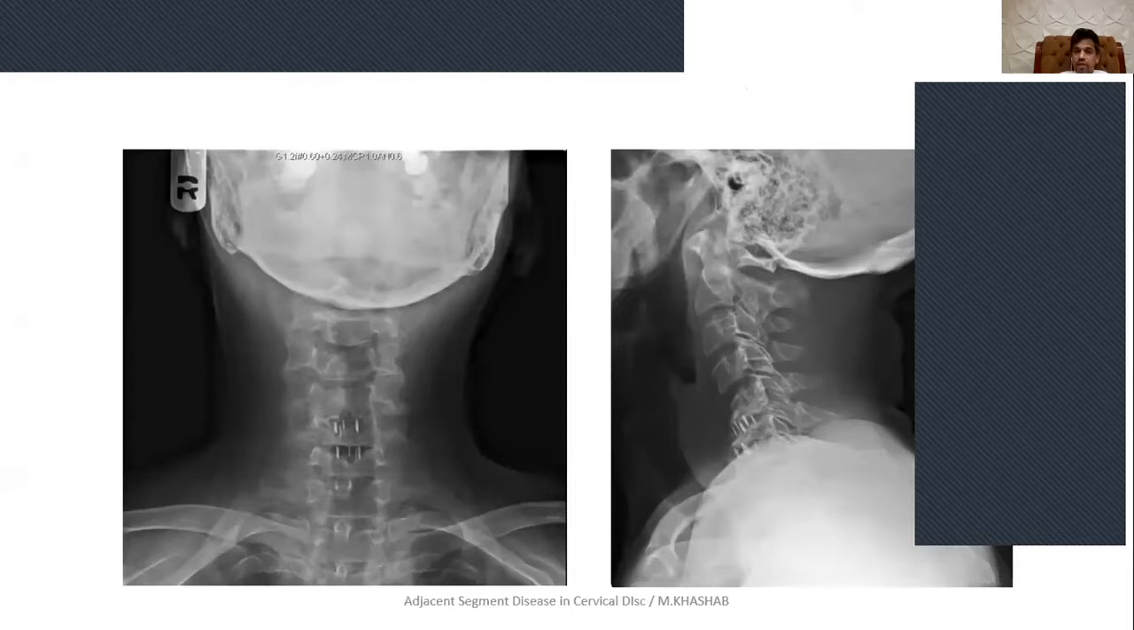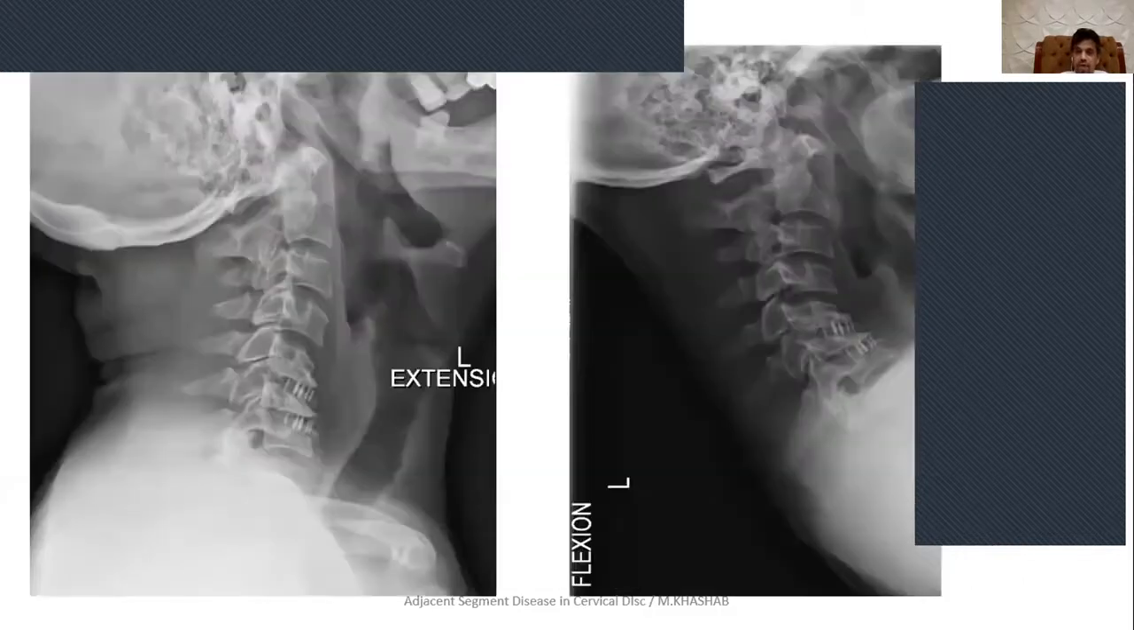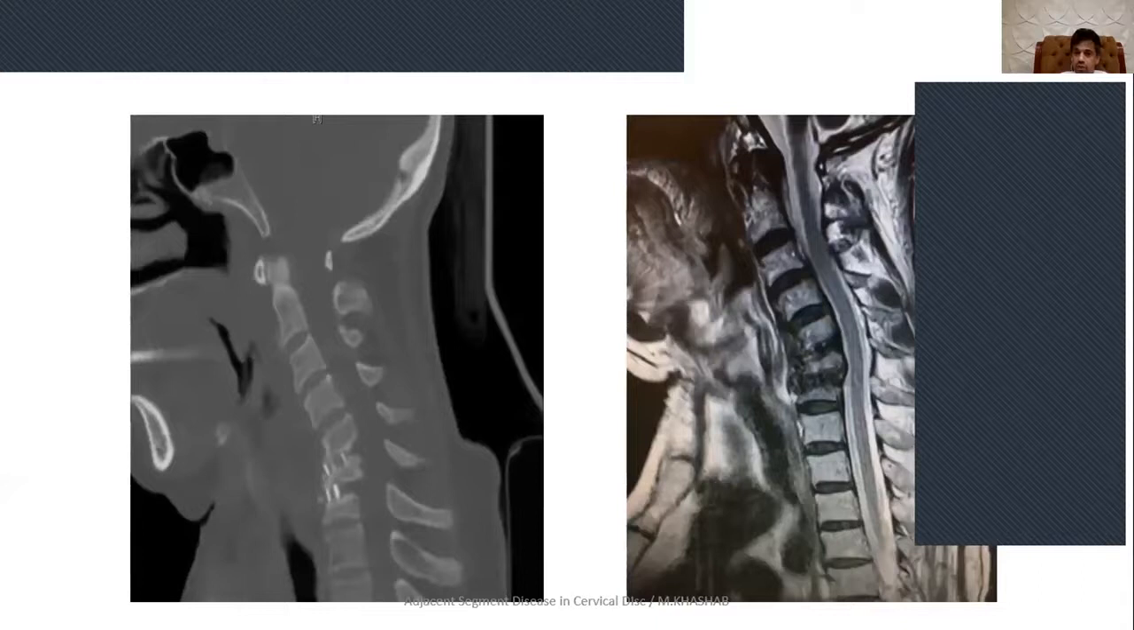So this is the plain X-ray. As you see, he has double level standalone cages that are still in the healing stage. And when you do dynamic flexion and extension, you could see some occult instability at the C4-5 level, the adjacent level. And the CT shows the ongoing fusion process at the disc level.